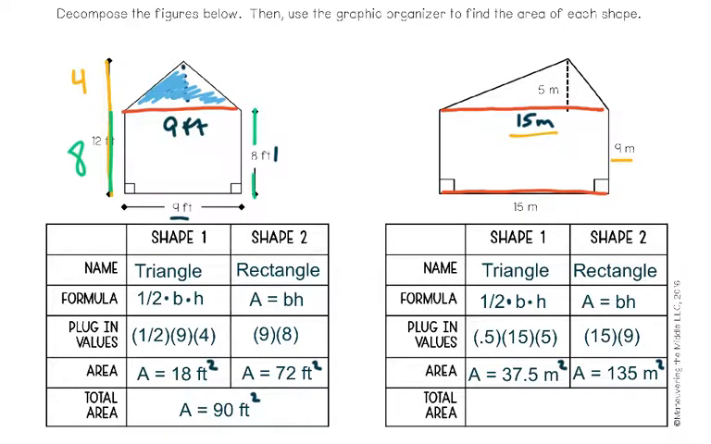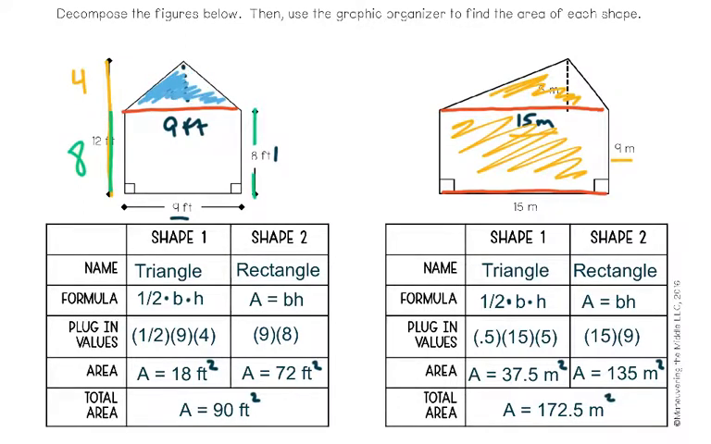So again, this is a composite figure made up of a triangle and a rectangle. And I want to know the area of the whole shape. So I need to add this area plus this area. Remember, that's all the space inside. That's going to give me a total area of 172.5 square meters.